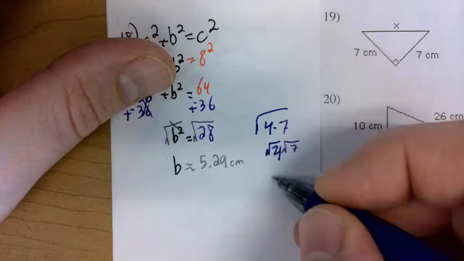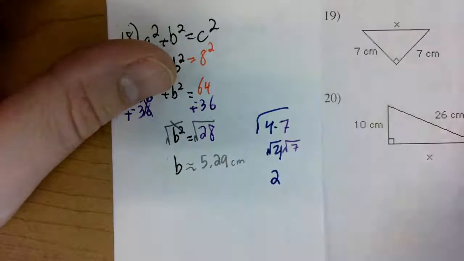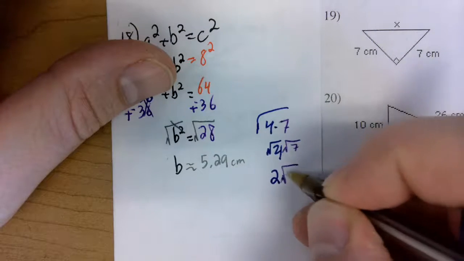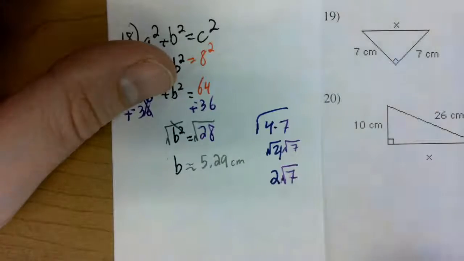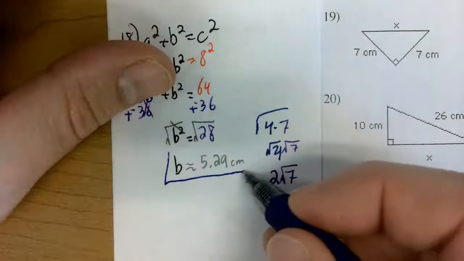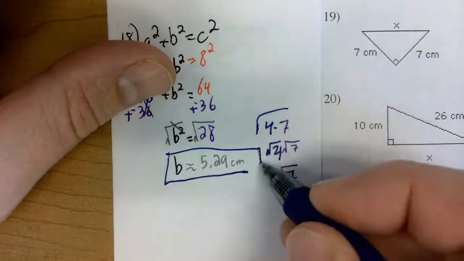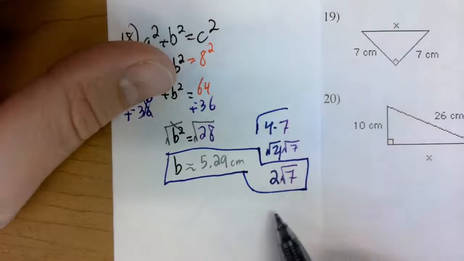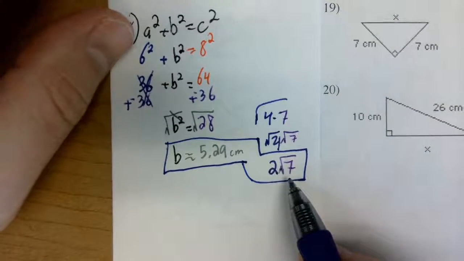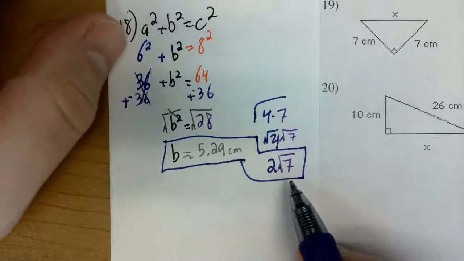What is the square root of 4? 2. And the square root of 7 just tags along. So when you type in the square root of 28, you get a big long decimal, which will be the same decimal as 2 times the square root of 7. That's what you're looking at.